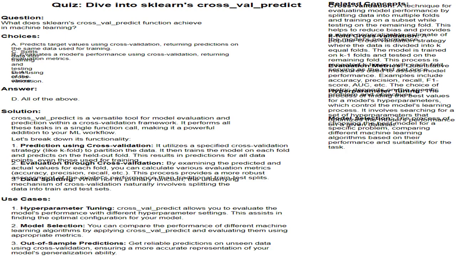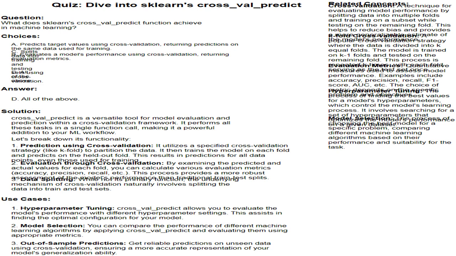D. All of the above. Cross-validation, a technique for evaluating model performance by splitting data into multiple folds and training on a subset while testing on the remaining fold. This helps to reduce bias and provides a more generalizable estimate of the model's performance.